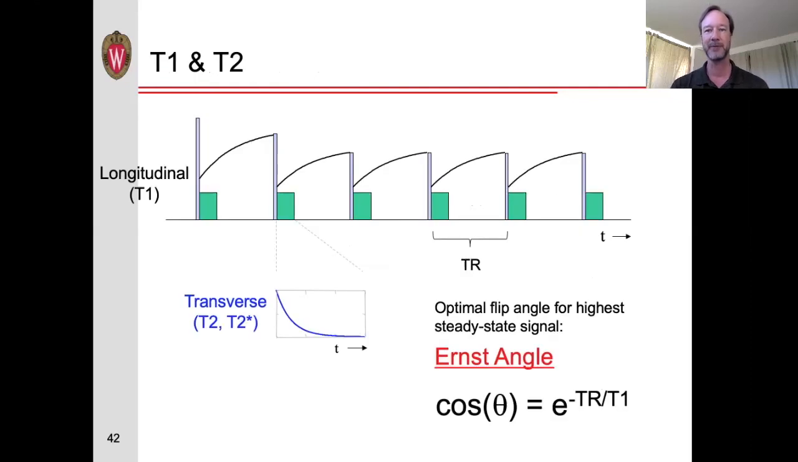It turns out there's an optimal flip angle that provides the maximum signal at steady state, which depends on the T1 and the TR. This is called the Ernst angle. And the cosine of this angle is equal to e to the minus TR over T1. Or in other words, the Ernst angle is the arc cosine of e to the minus TR over T1.